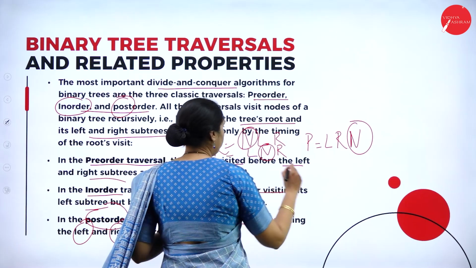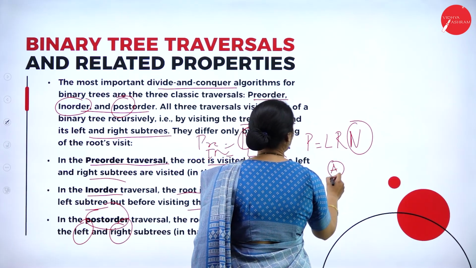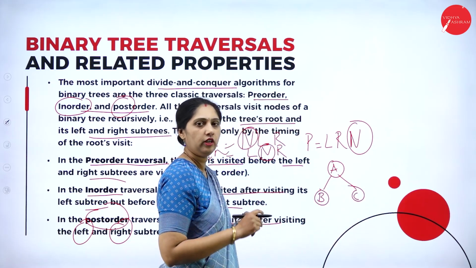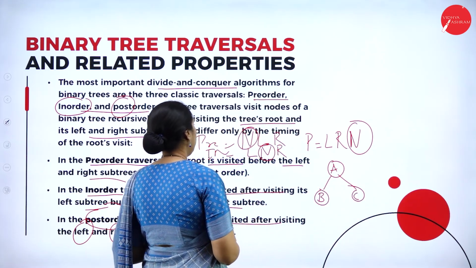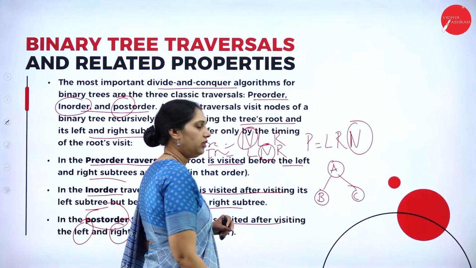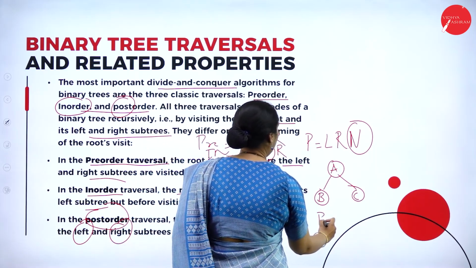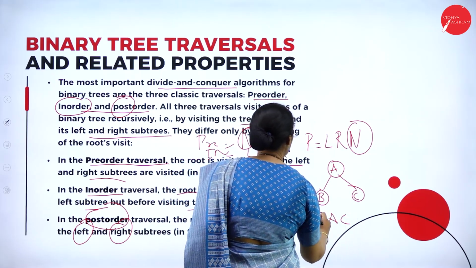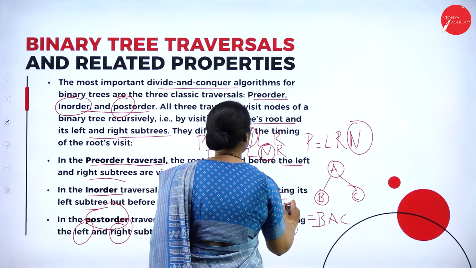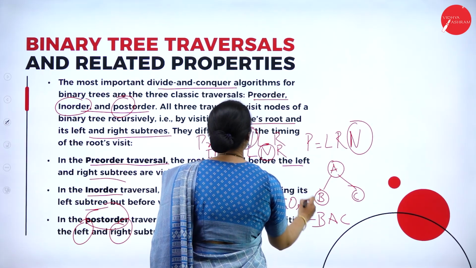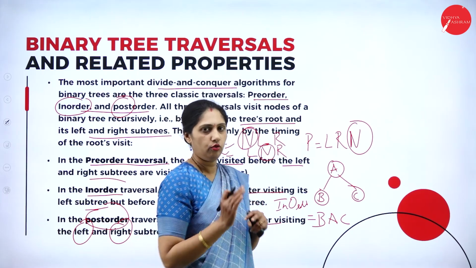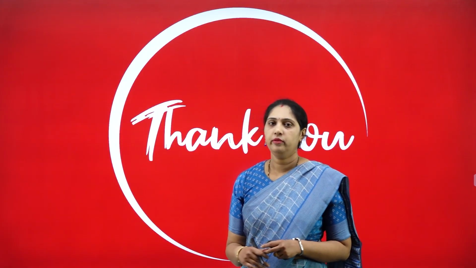If I take an example of a simple tree, A, B, C, and I want in-order, how is it? Left, node, right. What is left here? B. What is my node? A. What is my right? C. So this is called in-order. Similarly, we can do it for pre-order and post-order. We have to understand where the node should come. So this all completes your decrease and conquer and divide and conquer.